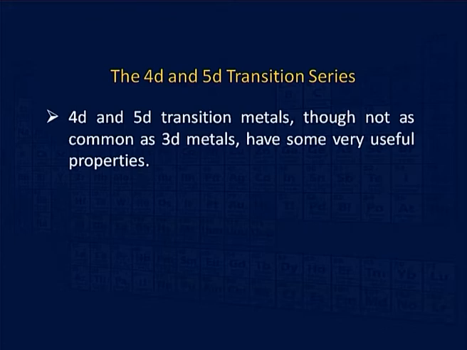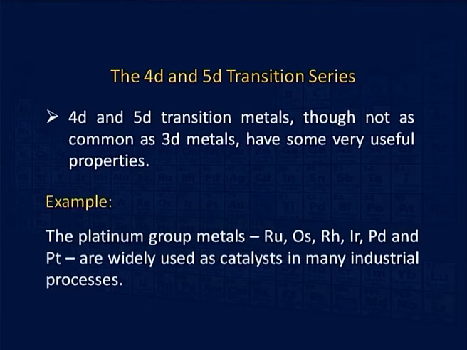this mean that they do not have useful properties? The answer is, of course, no. Some of the metal ions are very precious, and at the same time they find many applications. Platinum group metals, for example platinum, are used widely in the field of catalysis in many industrial processes. Because of this, we have to learn the chemistry of second and third row transition metal ions.